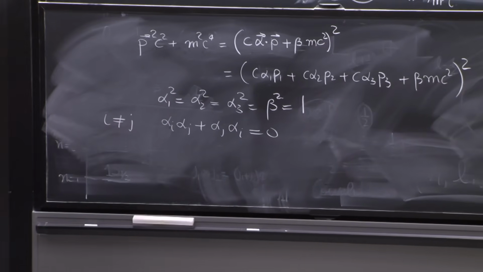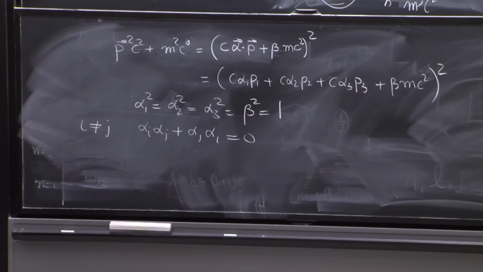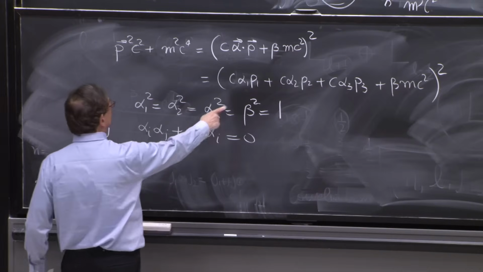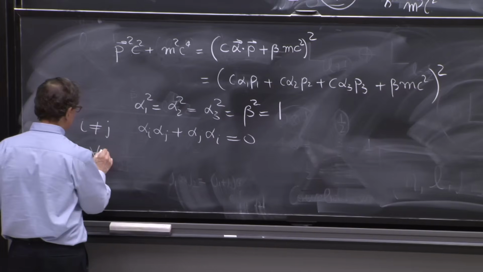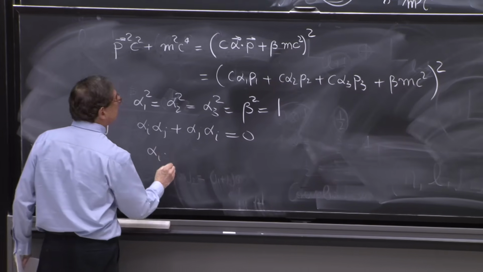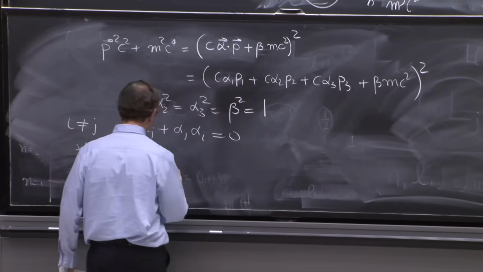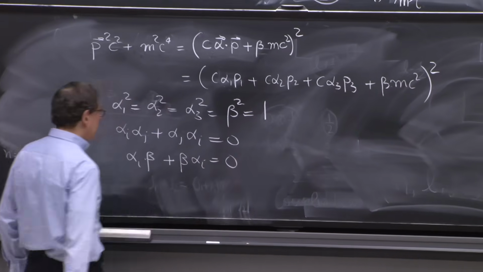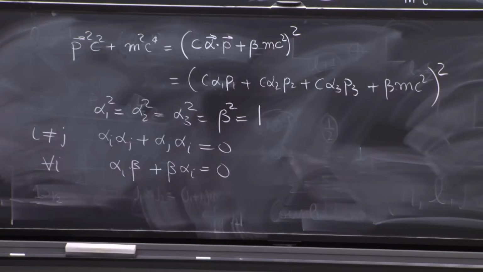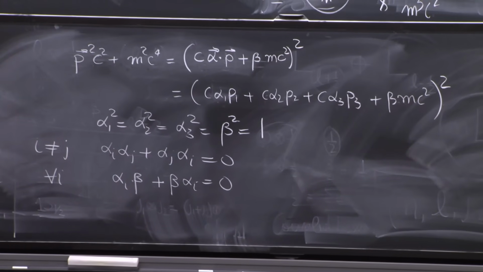And I kept the order of these things there. When I'm starting to think that maybe numbers is not going to work, so i different from j, this must happen too for this to be equal. And moreover, for all i, alpha_i beta, there shouldn't be cross products between these ones and this term either, plus beta alpha_i is equal to 0. And that's all that should happen. If that happens, we can take the square root.